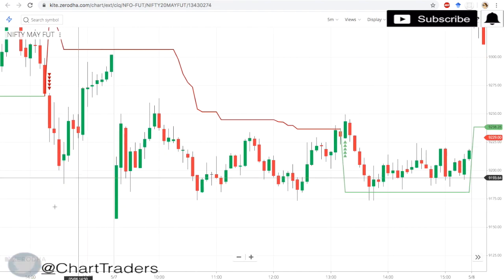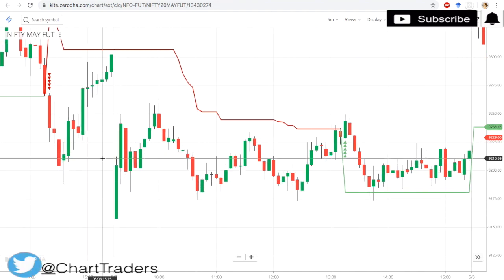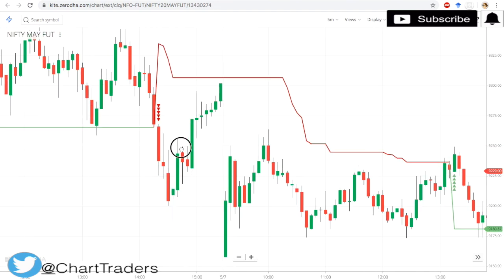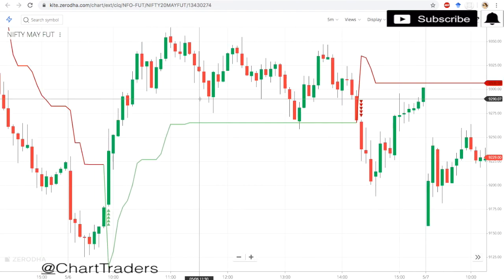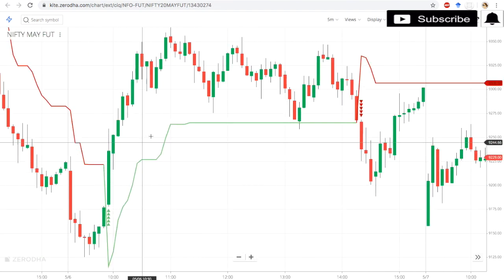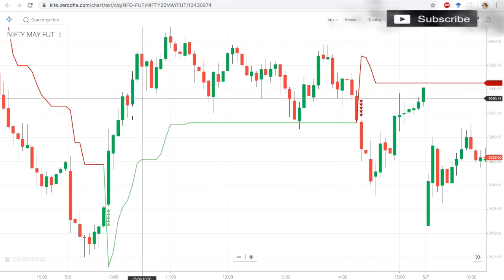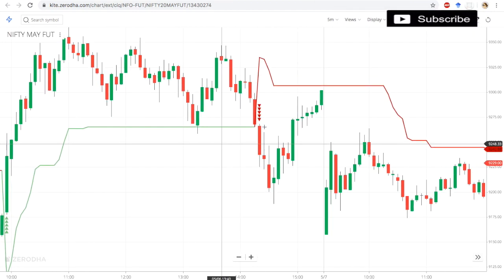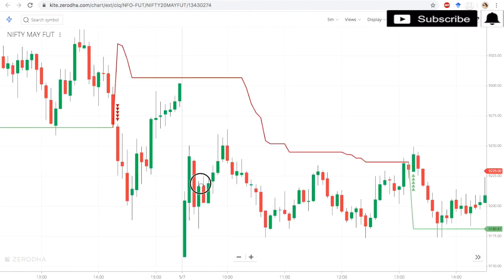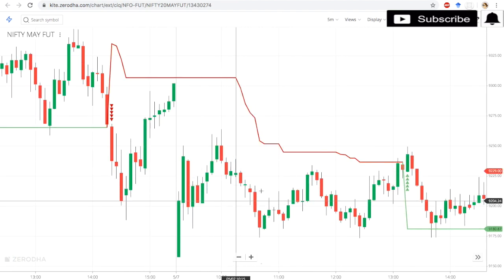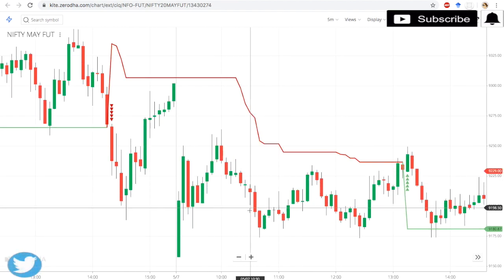So it's very difficult to trade simply using Super Trend. It is just a trend following indicator, it provides a trend. Whenever the price is above this green line, the stock is in an uptrend. When the stock price is below this red line, the stock is in a downtrend.